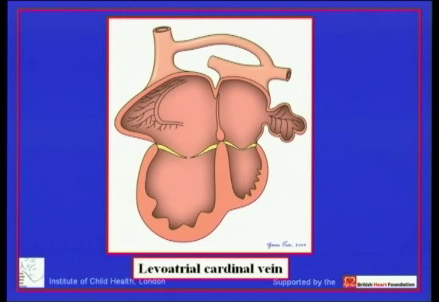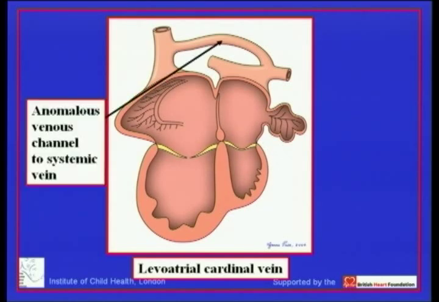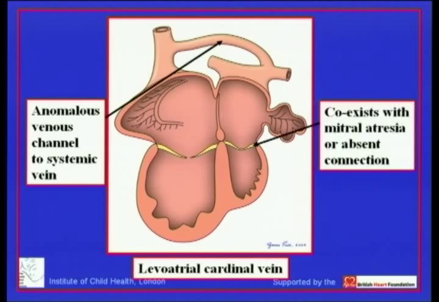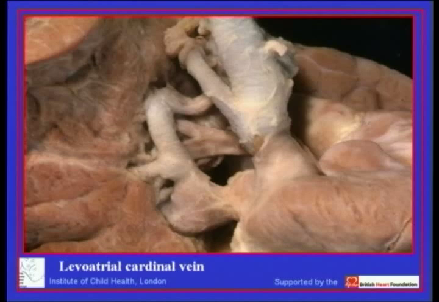And here is a picture showing you the essence of the levoatrial cardinal vein. It's an anomalous venous channel that is connecting the pulmonary venous component of the left atrium to the systemic veins. And almost always it is seen in the setting either of an imperforate mitral valve or absence of the left atrioventricular connection. Almost always also the interatrial septum is intact. So this venous channel is providing an overflow from the left atrium into the systemic venous tributaries.